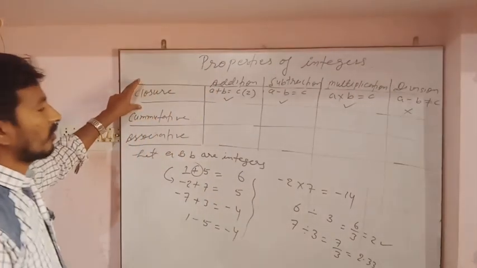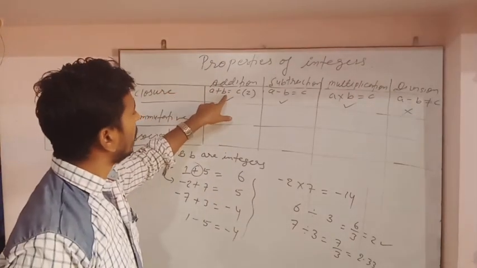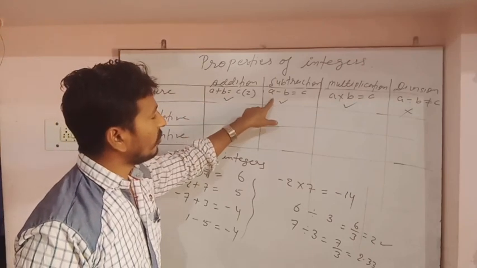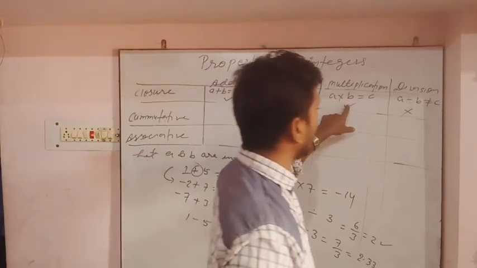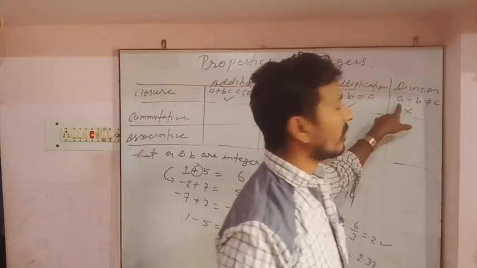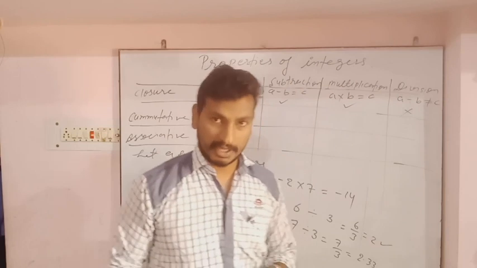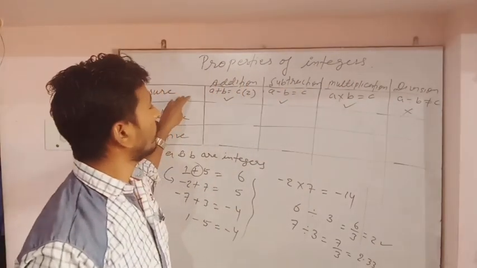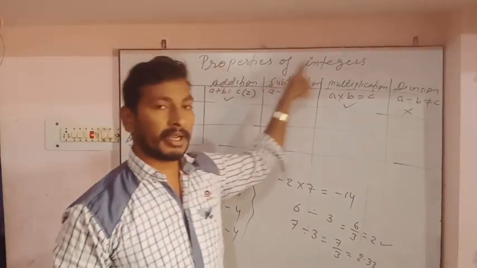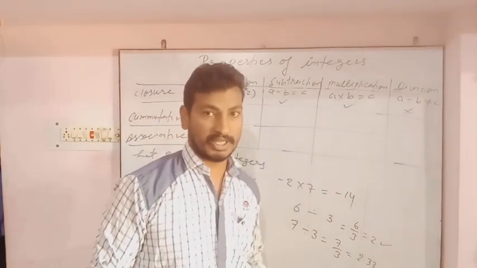So this was all about closure property. Sum of two integers is an integer. Difference of two integers is an integer. Product of two integers is an integer, and division of two integers is not an integer. So we can say that closure property holds true for addition, subtraction and multiplication, but not for division.